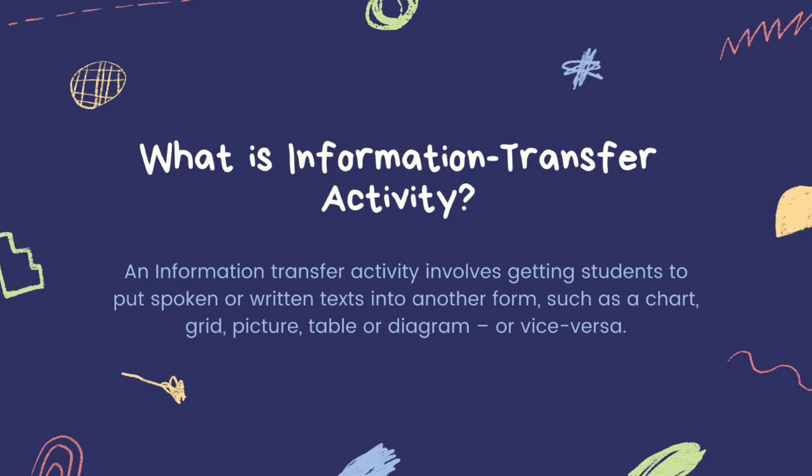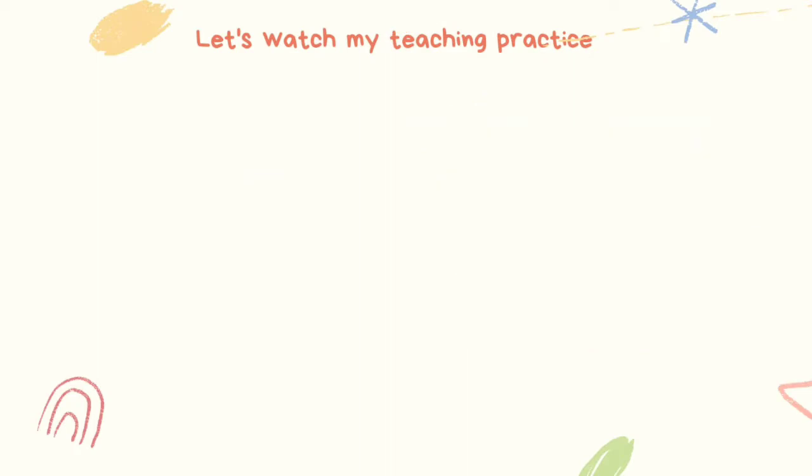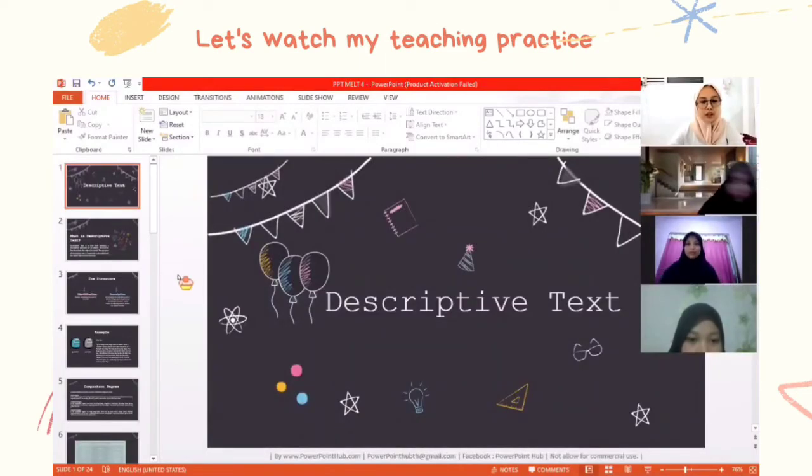The interpretation of text, diagrams, or tables is a skill that is very useful both in academic and everyday life. For example, they may read instructions on how to get from A to B and then draw a map showing the sequence, or they may read information about a subject and then represent it as a graph. Alright, now let's watch my teaching practice.